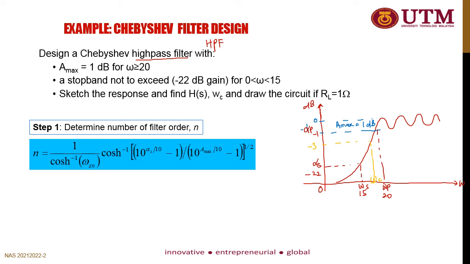And then as usual you need to calculate the filter order number. So n, so omega S over omega P, you need to refer to the table.